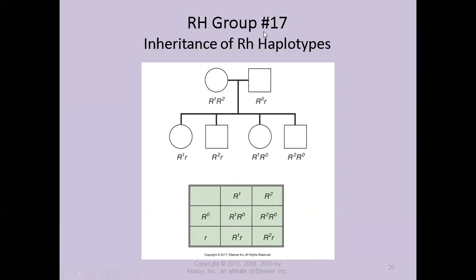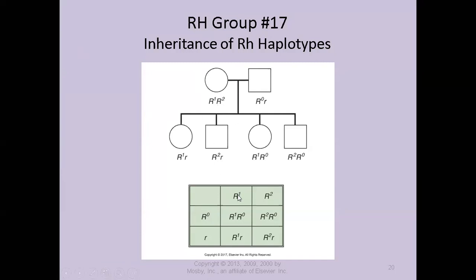Okay, so let's look at this one. When you see a Punnett square with a circle, that indicates the mother. And when you see the square, guys are square. No, I'm only kidding. That's the dad. So we have an R1, R2 mother who came together with an R0, little r dad. And so we can see the possible offspring they could have. So let's look carefully at this.